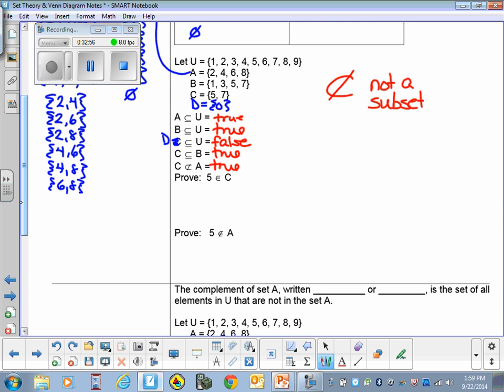Now there's a couple of very simple proofs you're asked to do with these. In this case, I want to prove that 5 is an element of C. So we start off by listing set C. If I want to prove 5 is an element, 5 first has to be a subset. So 5 is a subset of C. Therefore, 5 is an element of C. Okay, the 3 dots, therefore.